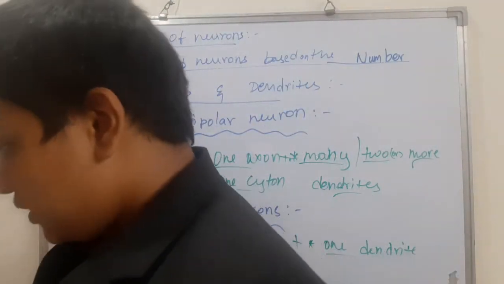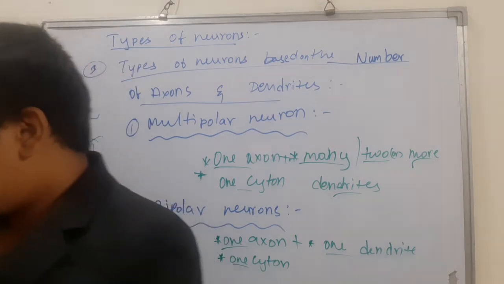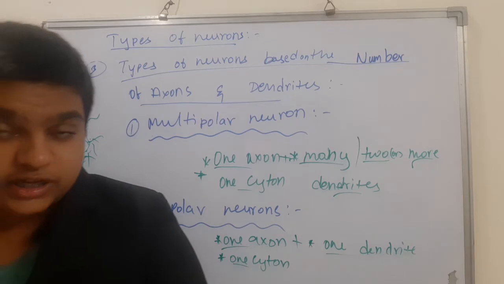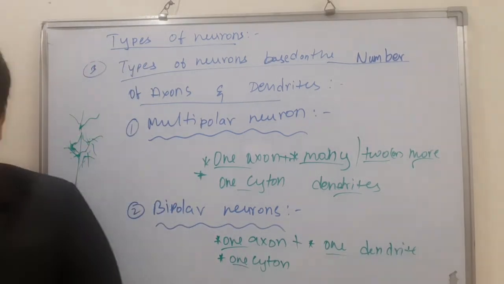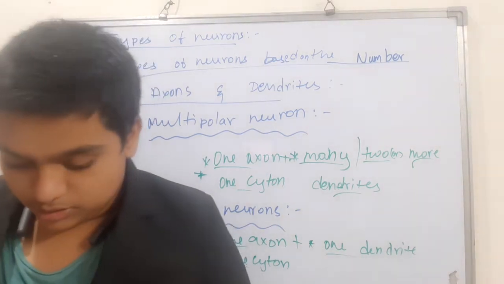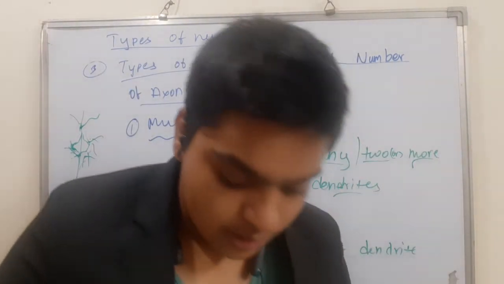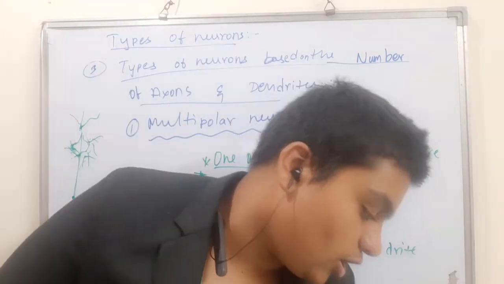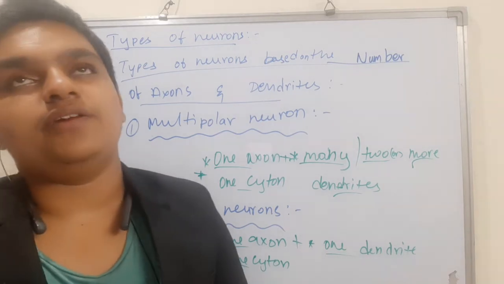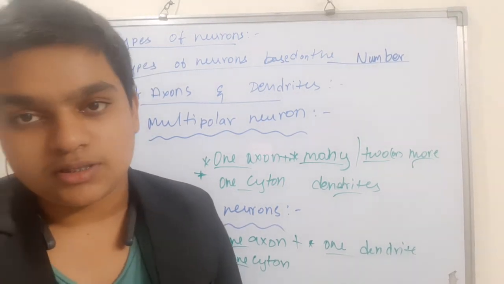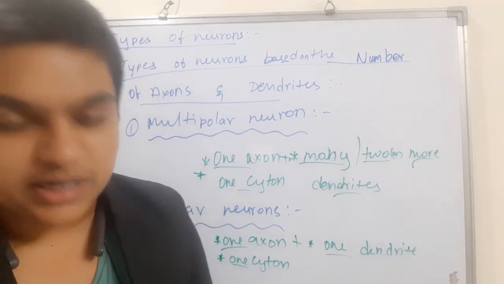We have another type called unipolar neurons. Here we will not find dendrites, but we will have one cyton and one axon. This is a very important type, which is present only in the embryonic stage. They are not present in later life. Only when the zygote converts into an embryo are they present. In the later life of human beings, they are absent.